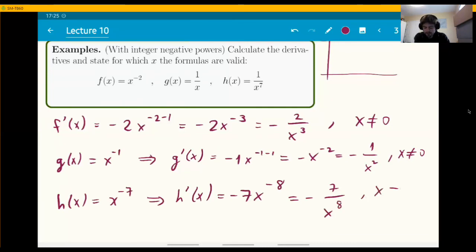Once again, the domain is x different from 0 for these guys. That's always what happens when you have a negative but integer power. As long as x is not 0, then the expressions make sense.